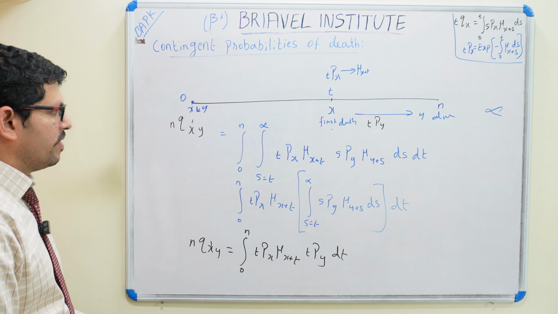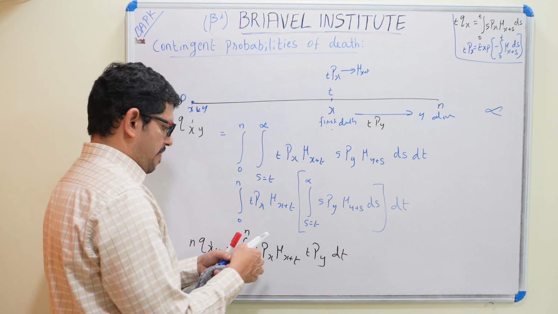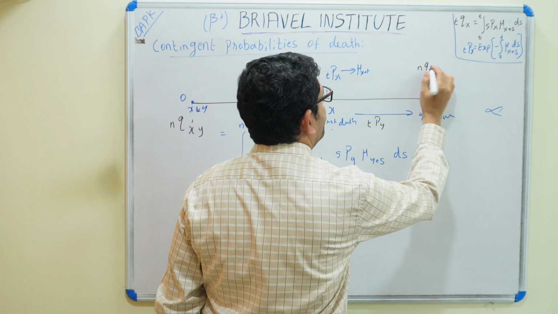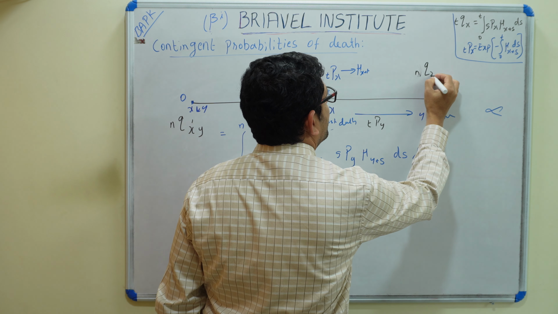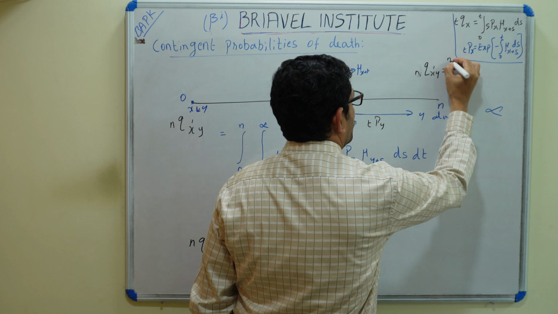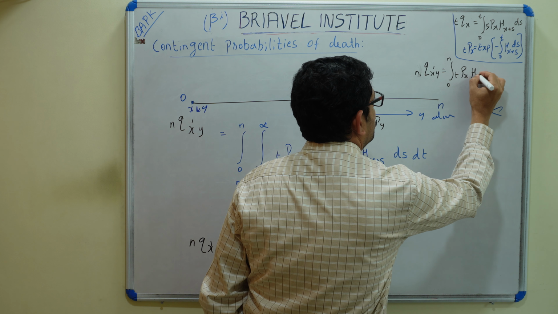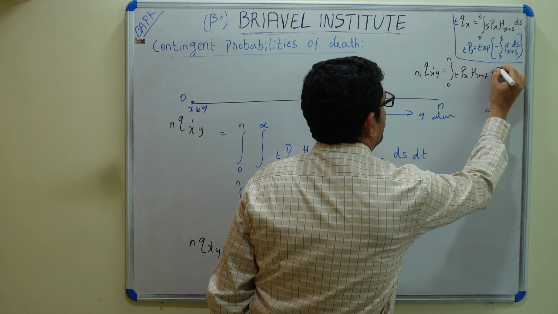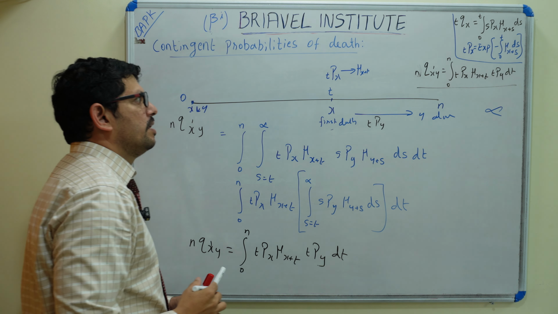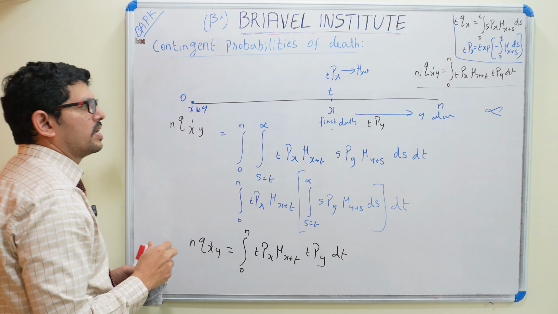So we understood this formula; we can simply write here nq(x:y) with 1 over y equal to the integral from 0 to n of tpx μ(x+t) and tpy dt. So this is the formula for nq(x:y) with 1 over y. Hope you understood this concept.